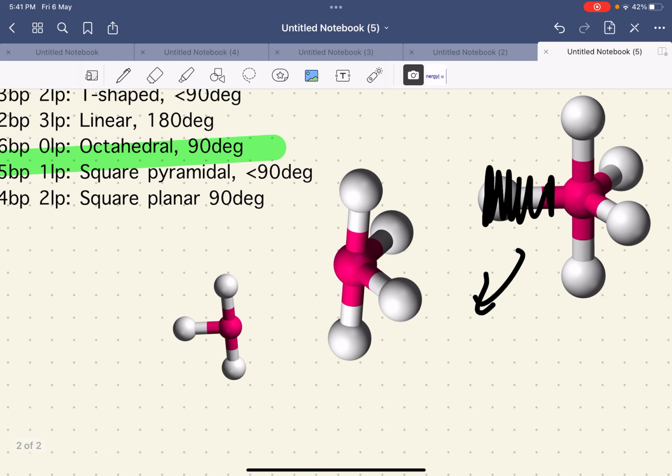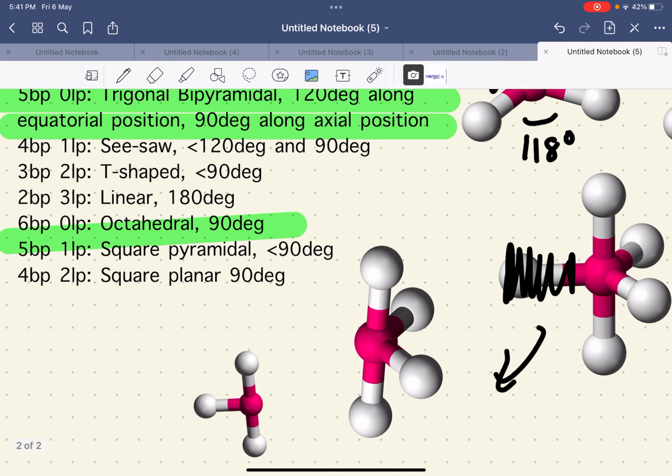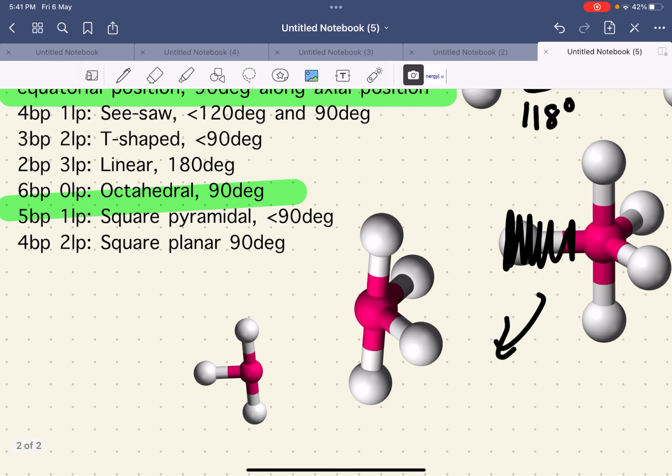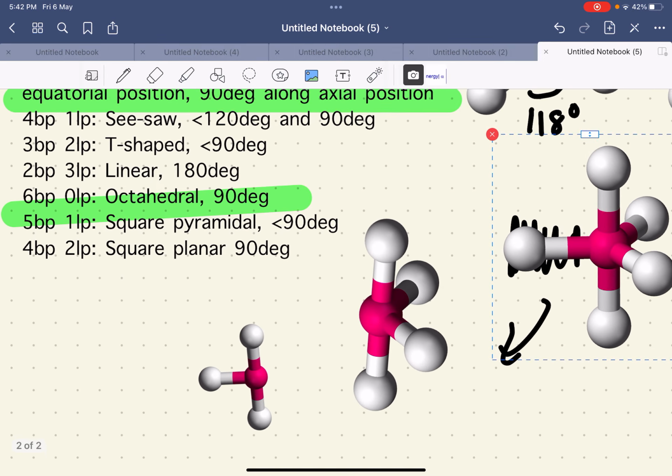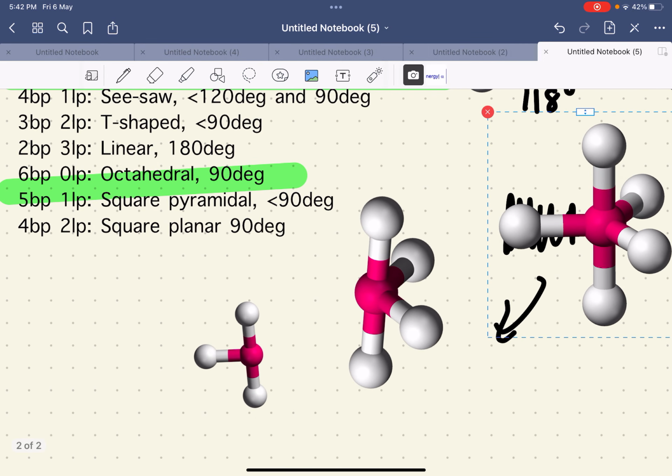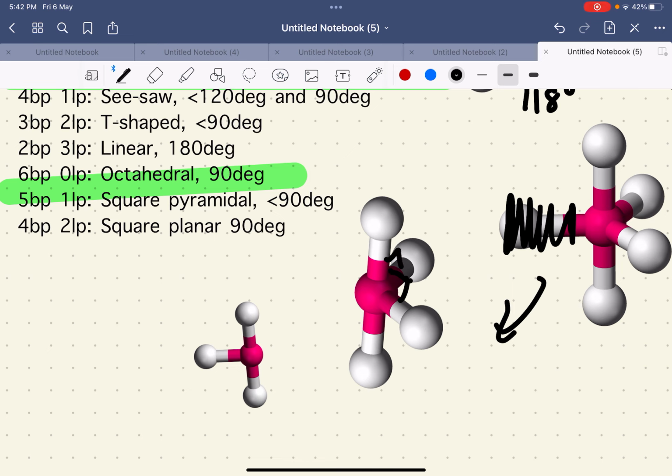Why? Why along the equatorial position is it less than 120 degrees? Because imagine this is along its own plane, its equatorial plane. It will only affect the equatorial plane right now, but the axial position is still maintained. So this one is still 120 degrees along its actual position between its axes. But this one now is less than 120 degrees. Yeah?